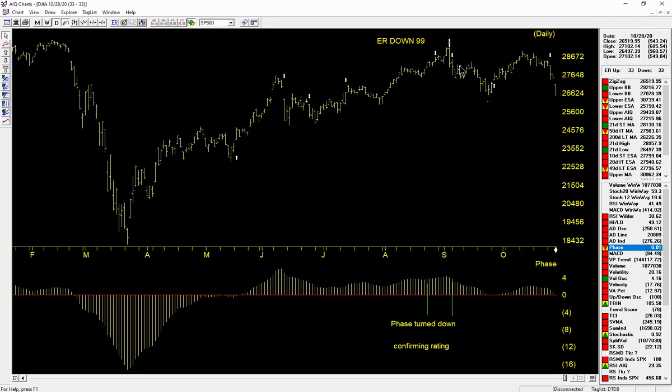So that's it for the current market. We're currently on a 0-100 confirmed to the downside.